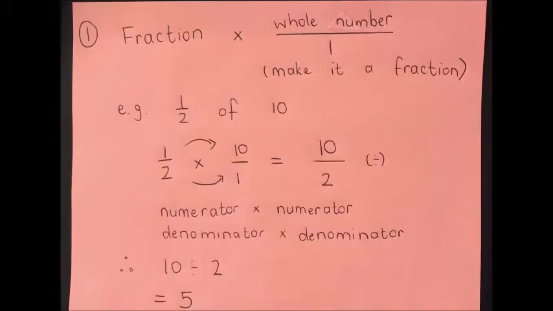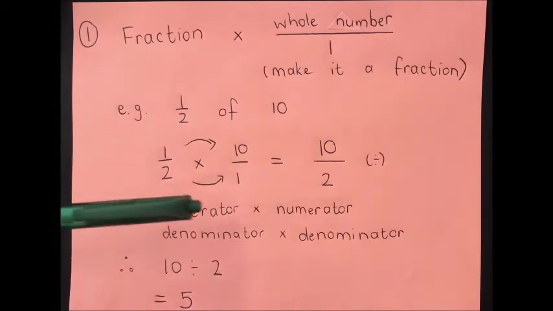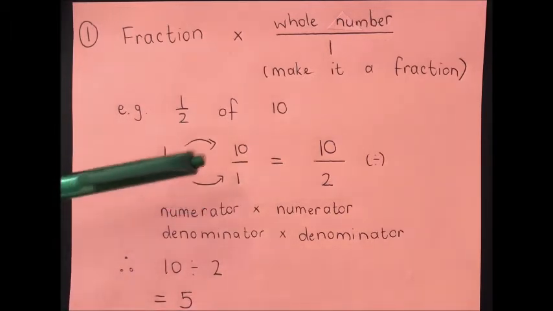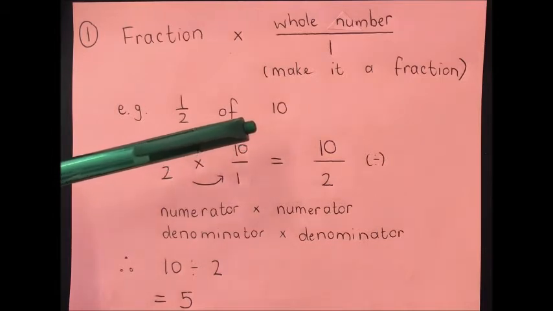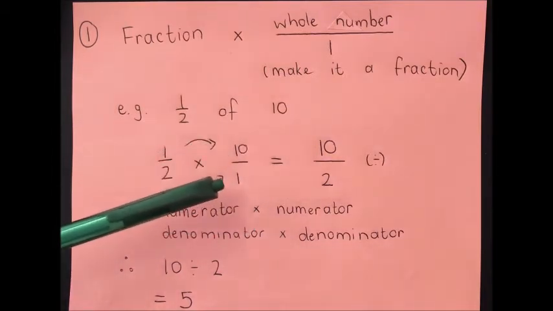Method 1 we discussed was changing the whole number into a fraction. So, how do you do that? You make the denominator 1. So, whatever the whole number is, you make it a fraction. The example we are going to use is a half of 10. We already have a half, which we now have to multiply with 10. But 10 we should first make a fraction.